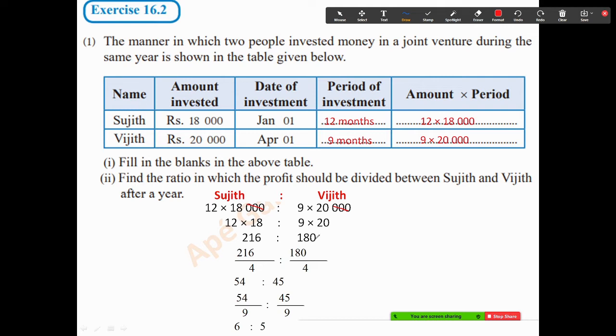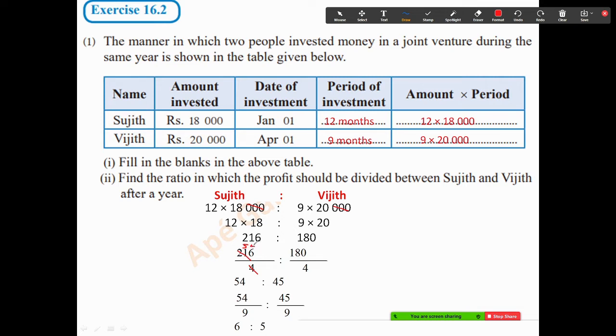You can't keep the answer in this way because the answer should be in the simplest form. So you can divide both sides by 4. 4 into 21, 20, 1 remains. 1 and 6 means 16. 4 into 4, 16.